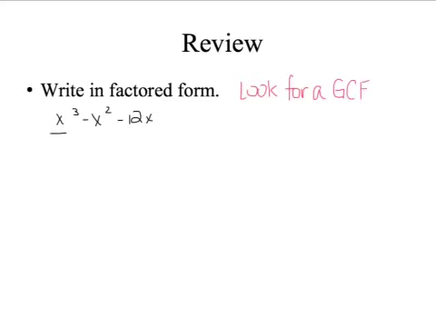We have three terms. Is there anything all three terms have in common? If you said an x, you would be correct. So I can pull out one x from each of these. The first term then would be left with x squared, so we have two x's left. Second term is just an x. And the third term, I'm left with just a 12. Now you have to check, are we done factoring?